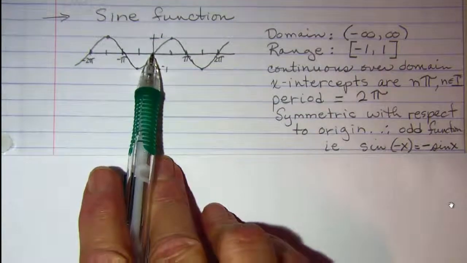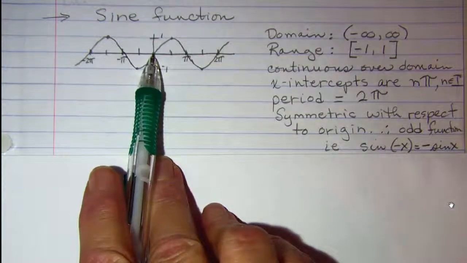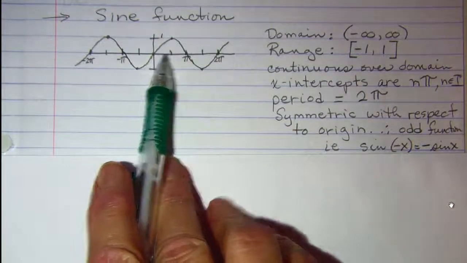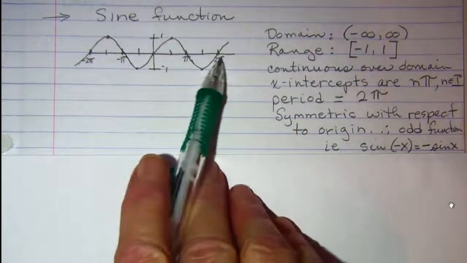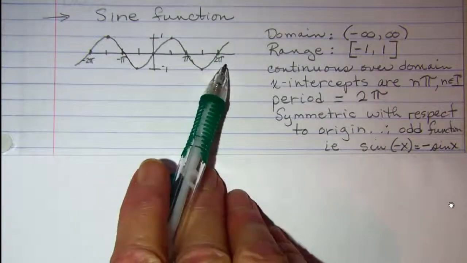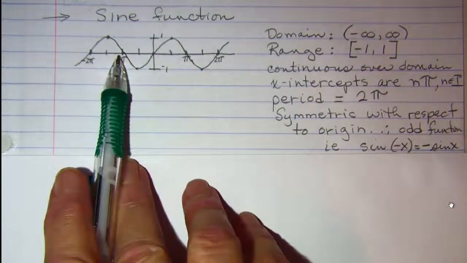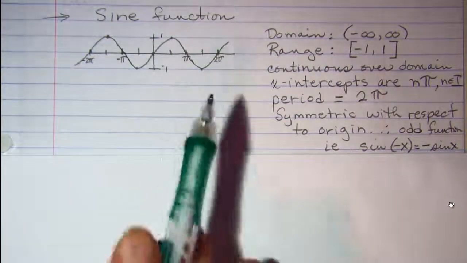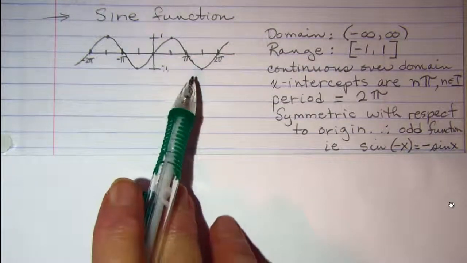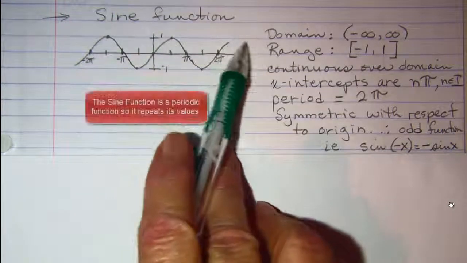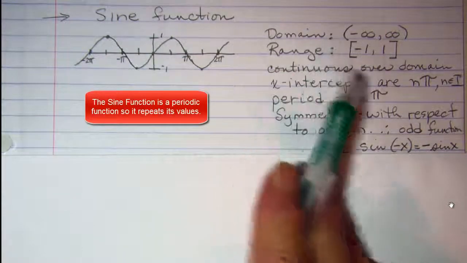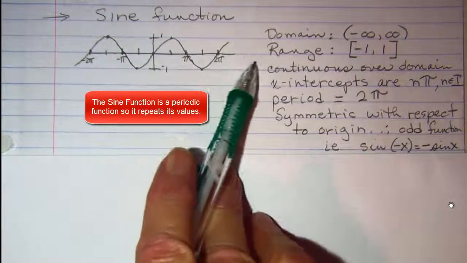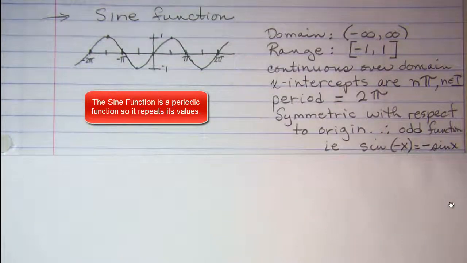The basic sine curve will always cross the x-axis at 0, and then pi and 2 pi going to the right, and then negative pi and negative 2 pi going to the left. And I've only shown two periods, but these will continue. If I needed to keep going, then it would also cross at 3 pi and then 4 pi and so forth.